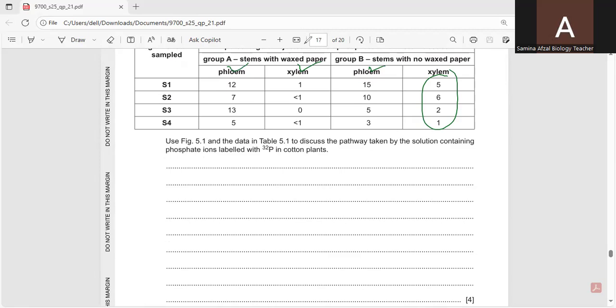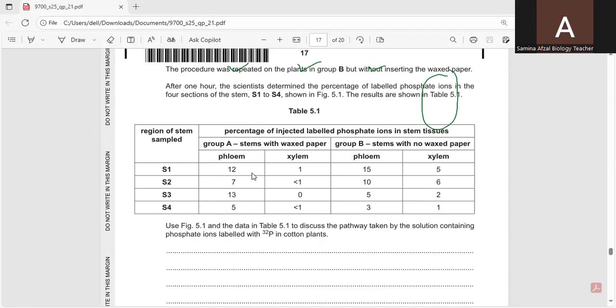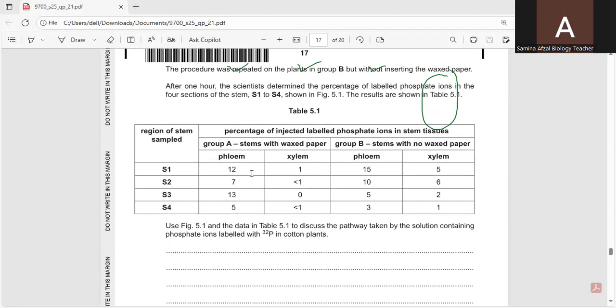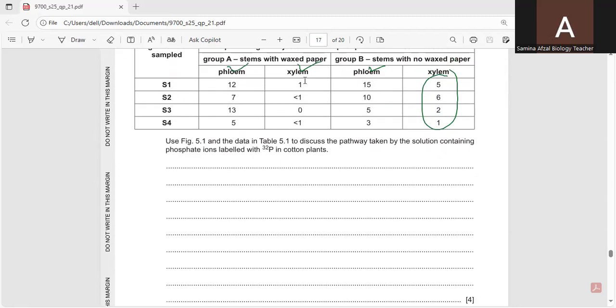So I'm moving towards writing the answer. I would like to start right from here. The P32, this is the one which was injected. So here I would start.